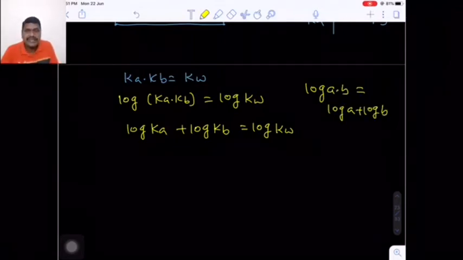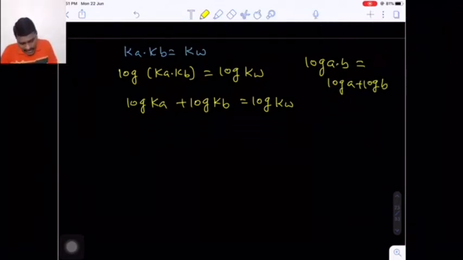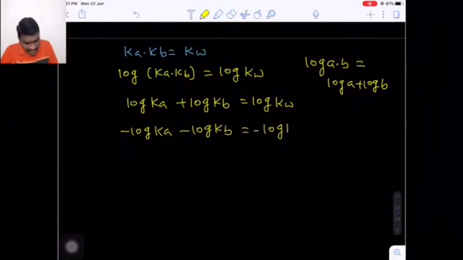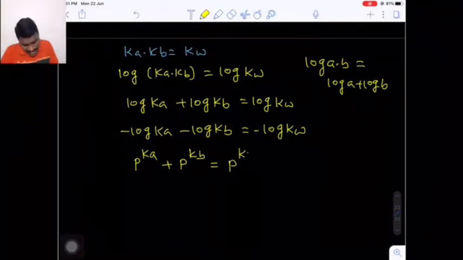Logarithm of A into B will be equal to log A plus log B. Yes or no? Now I am multiplying with minus on both sides. Minus log Ka minus log Kb will be equal to minus log Kw. Applying minus sign on both sides. Now minus log Ka is called pKa, minus log Kb is called pKb, and minus log Kw is called pKw. This is a very important relation.